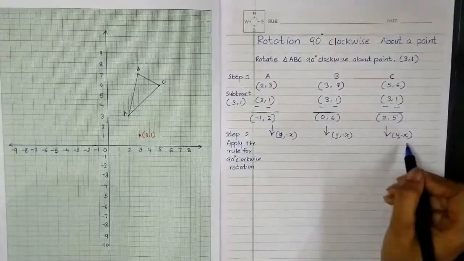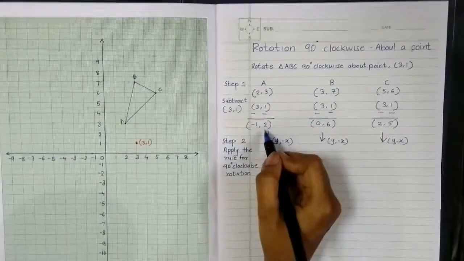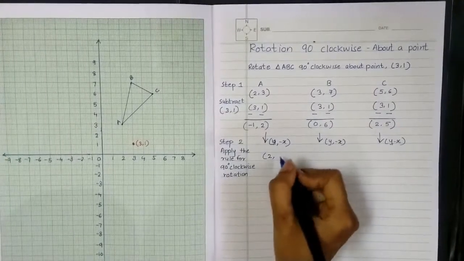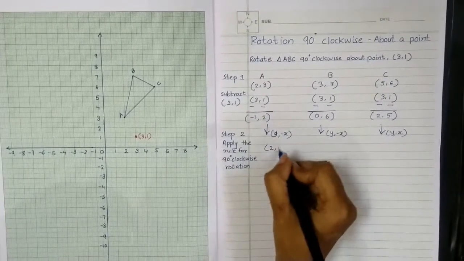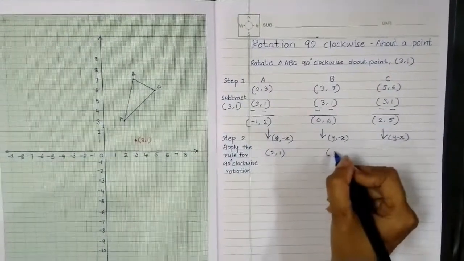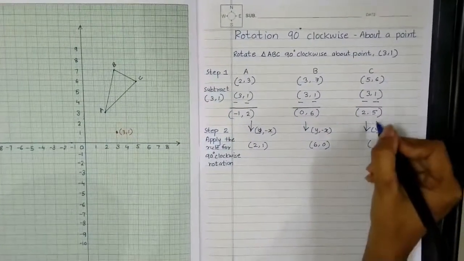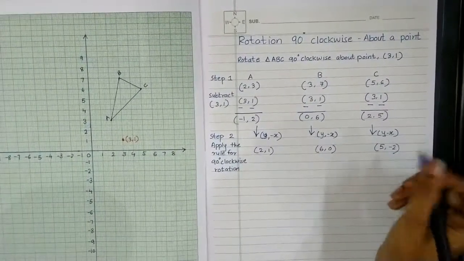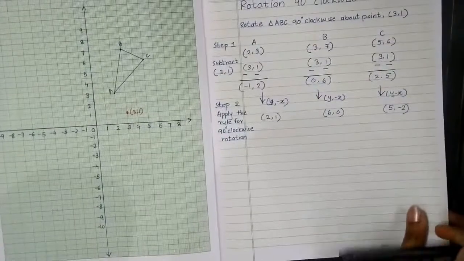I have written over here the rule for 90° clockwise rotation about a point, and with application of that rule the points will flip. 2 will take place over here, and then it is minus 1 which will take place of x but with the changed sign, so it will become (2, 1). These numbers over here will become (6, 0). 0 will not change any sign, and then the numbers will flip over here, will become (5, minus 2). So in the second step I have applied the rule for 90° clockwise rotation.